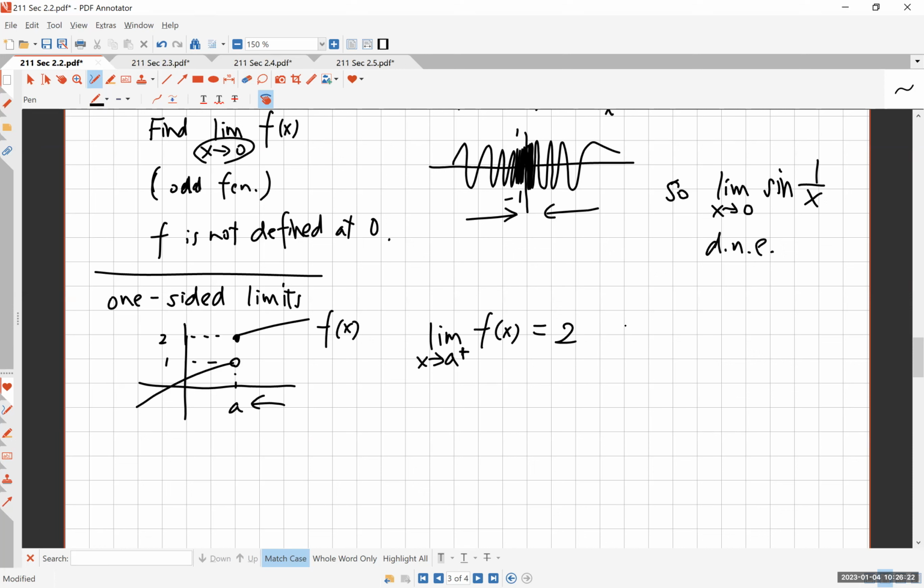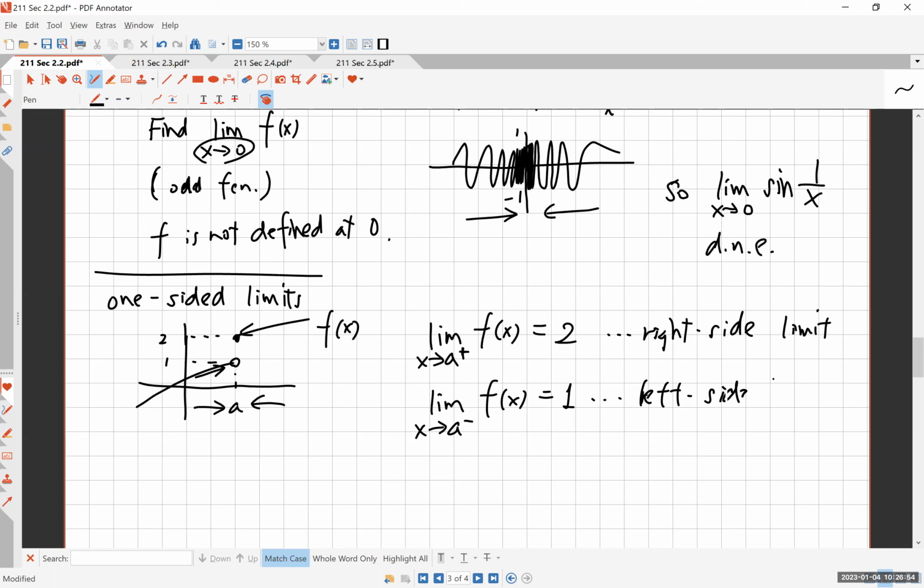It's 2, because that is what the y value is approaching as x approaches a from the right. And as x approaches a from the left, f of x is approaching 1, right? This is the right side limit. Some people call this the right hand limit, and this is the left hand or left side limit.